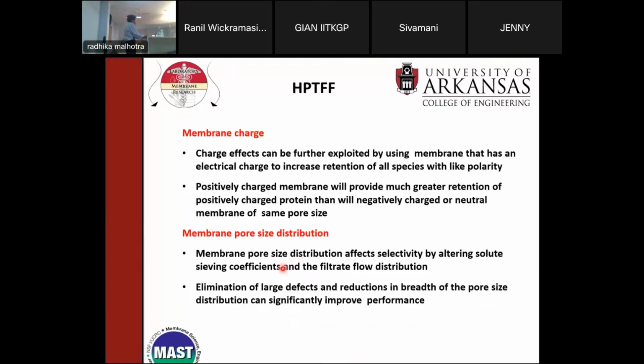Membrane pore size distribution is important. Membrane pore size distribution affects selectivity and solute sieving coefficients. And so elimination of large defects and reduction of the breadth of the distribution significantly improve performance. Okay.